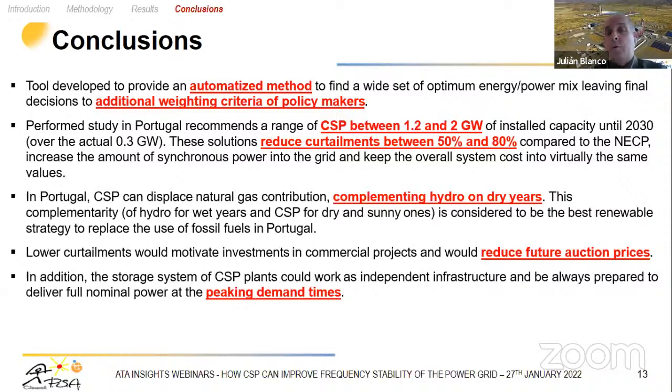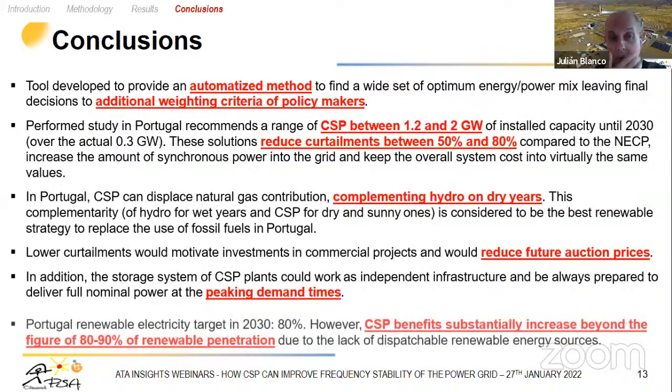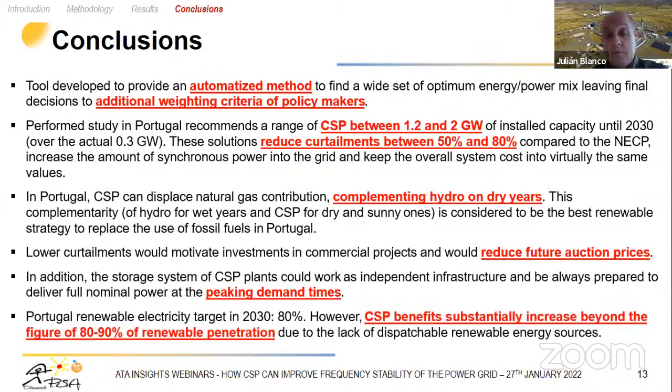system of CSP could provide an independent infrastructure that could deliver full nominal power at peaking demands in a specific context. Just to also notice that the Portugal renewable target for 2030 is 80%. However, the CSP benefits substantially increase when we go beyond this figure. We have up to 80, 90, or even higher share of renewable penetration.